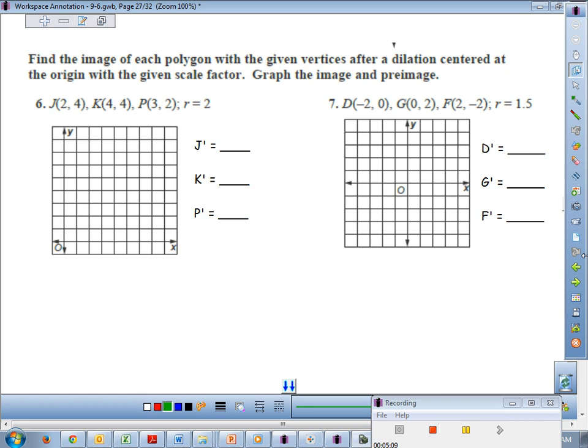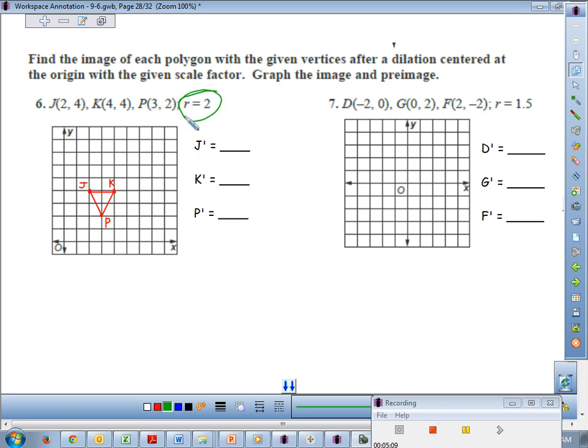How do you do it on a graph? Very simple. First thing you do is they give you some ordered pairs. Why don't you plot those 3 ordered pairs, J, K, and P. You can pause the video and get that done real quick. So there's the original. That's the pre-image.